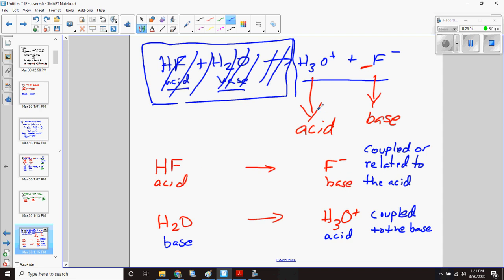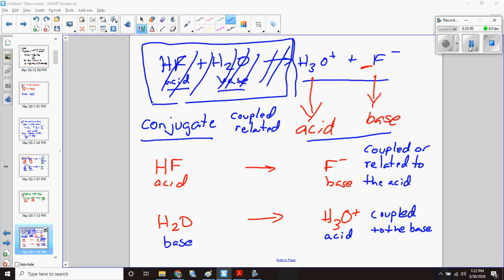What we call the products of these reactions in Bronsted-Lowry theory are the conjugates. This is a fancy word, conjugate. If I start off with an acid, the base that I end up with is what's known as the conjugate base. If you do a Google search for the word conjugate, you're going to come up with coupled, related, and there's one more. Let me go look at it. Conjugate means coupled, related, or connected.